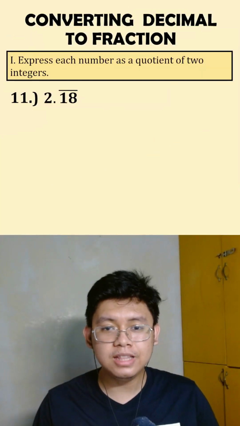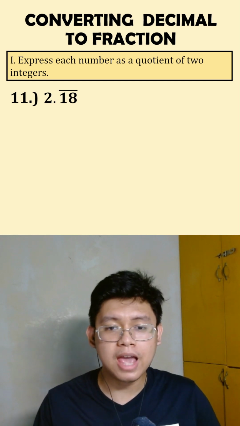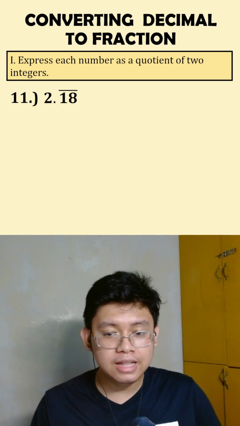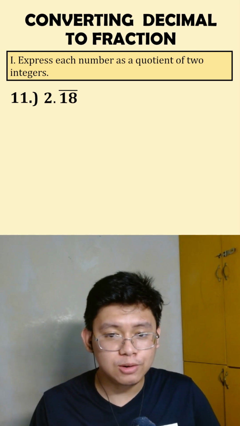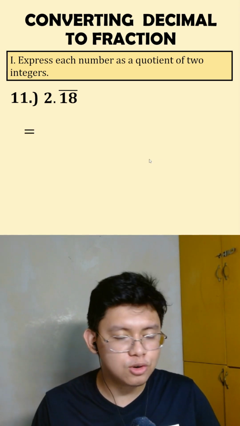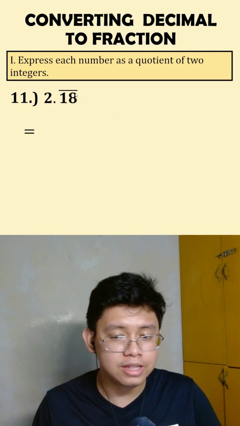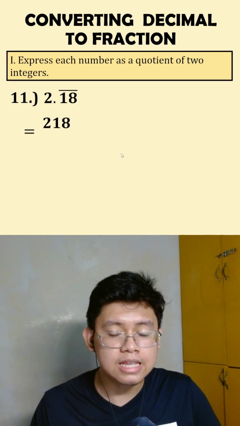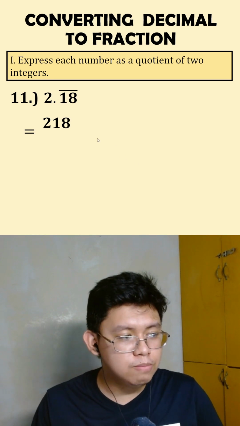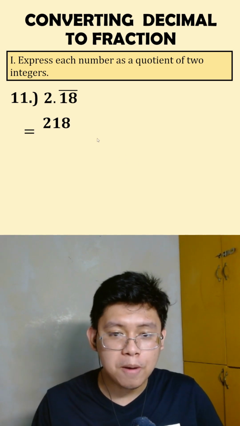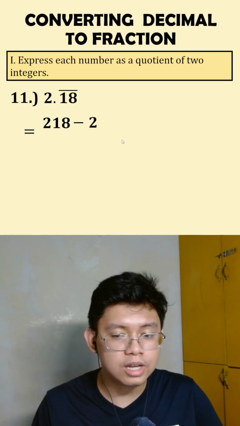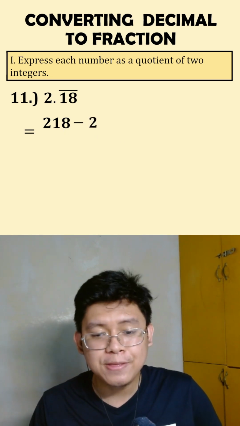Okay, let's convert this decimal to fraction. So, we have here 2.18 bar. So, first step natin is identify our numerator. So, ang numerator natin is kokopyahin lang natin lahat without the decimal point and the bar. So, we have 218. Tapos, let's subtract the non-repeating number. So, we will have 218 minus 2, kasi 2 is the non-repeating number.